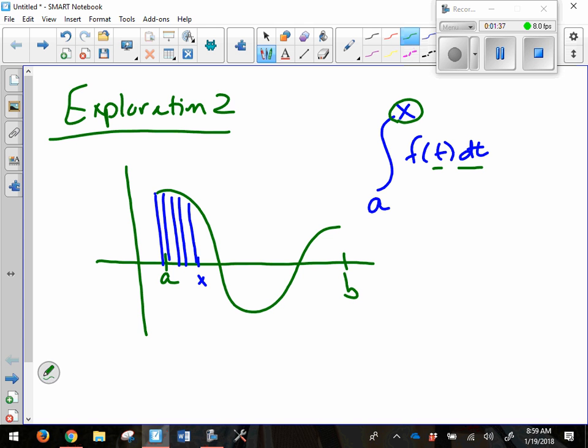And then I think we were supposed to say that capital F of x was equal to the integral from a to x of f of t dt, right? I think we were supposed to state that. We were supposed to give that area a name. Okay.